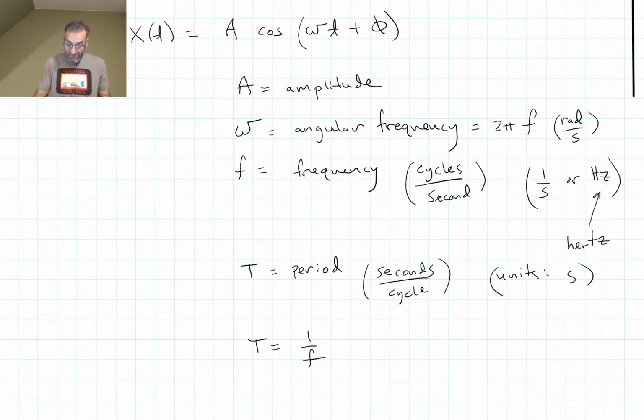And the last thing is that phase angle, phi. What's that for? That helps us set our initial conditions.